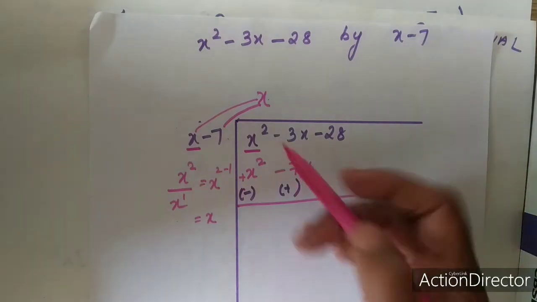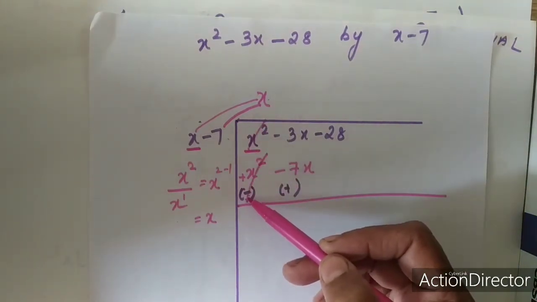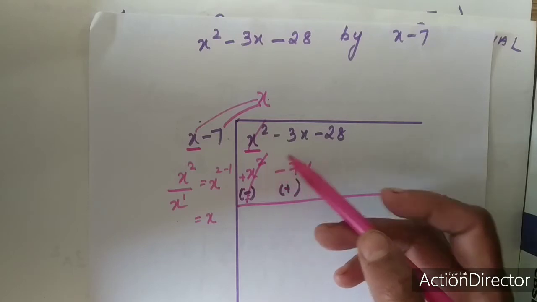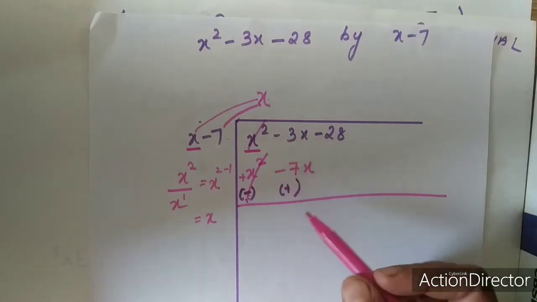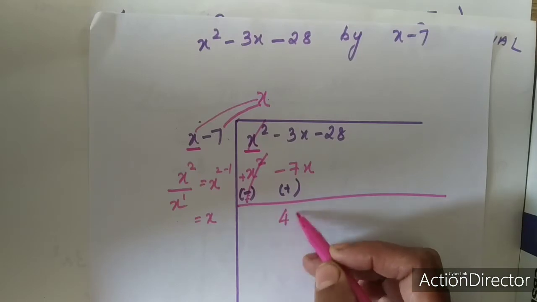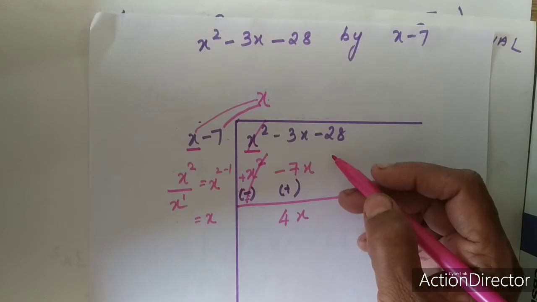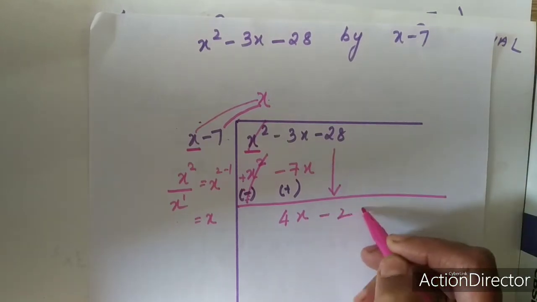Now you subtract. x square minus x square will get cancelled. Don't forget to take the sign that you changed. So x square minus x square will get cancelled. Next, minus 3 plus 7, so it will be plus 4x. Now after you finish the subtraction, drop down the next term, that is minus 28.